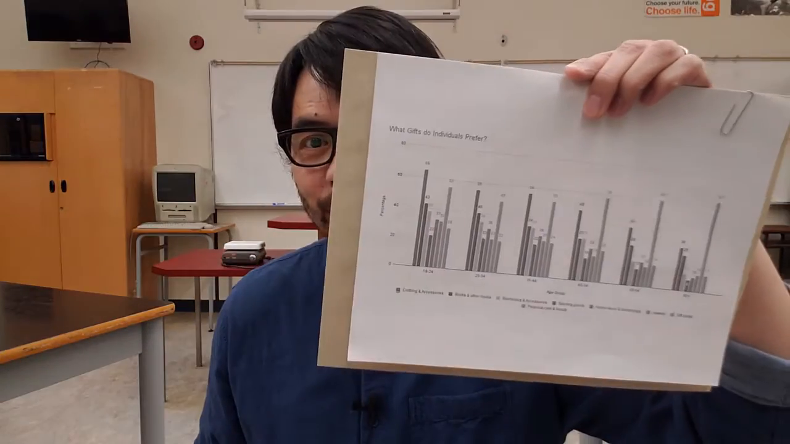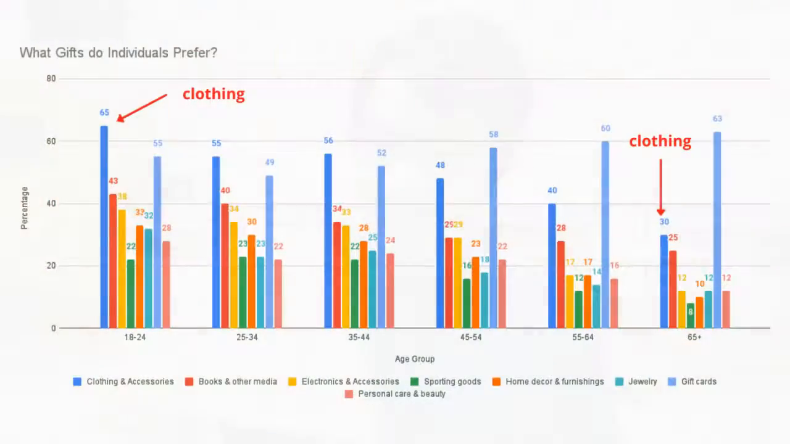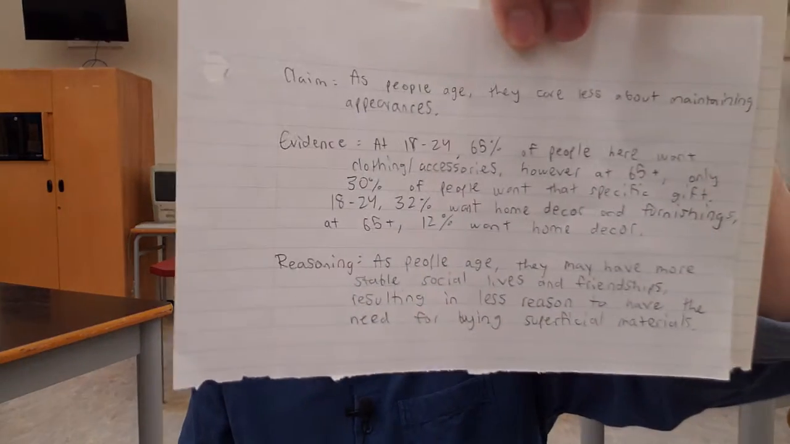For example, for this graph over here, students wrote this as a CER statement. This was highlighted by some of my students. Claim, as people age, they care less about maintaining appearances. Evidence, at 18 to 24 age group, 65% of people here wanted clothing and accessories. However, at 65 plus, only 30% of people want that specific gift. And reasoning, as people age, they may have more stable social lives and friendships, resulting in less reason to have the need for buying superficial materials.